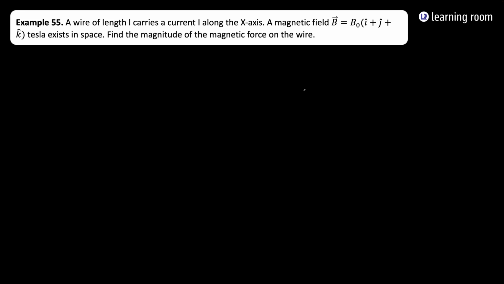Having said that, let's solve the first problem. A wire of length L carries a current I along the x-axis. A magnetic field B vector is equal to B naught into I cap plus J cap plus K cap Tesla exists in space. Find the magnitude of the magnetic force on the wire. So length is L, current is I, and the magnetic field is given as B naught into I cap plus J cap plus K cap, in Tesla.